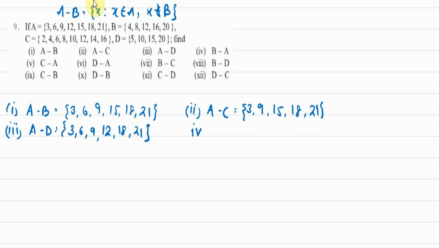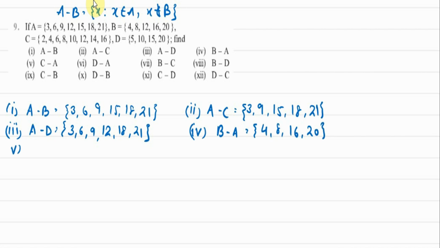Now we have the part 4. It says find out B minus A. That means all the elements which are present in B but not in A. So all the elements present in B not in A are 4, 8, 16 and 20. All these 4 elements are only present in B but not in set A. So this is B minus A.